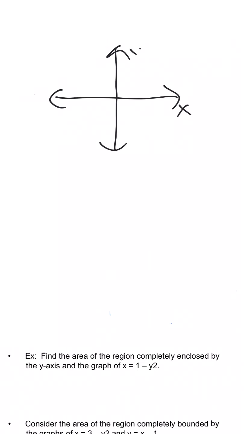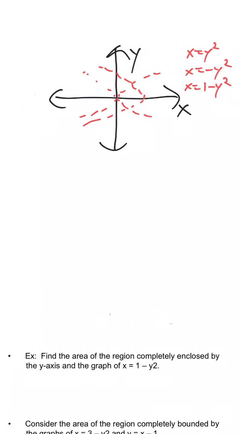Create your Cartesian coordinate plane. Now you got to drop 1 minus y squared down. Well, what does that look like? Well, do you know what x equals y squared looks like yet? Looks like this. So what does x equals negative y squared look like? Well, it would look like that. And what do you think x equals 1 minus y squared looks like? That whole thing shifted over to the right by 1, something like that. So this is the graph that we're looking at.